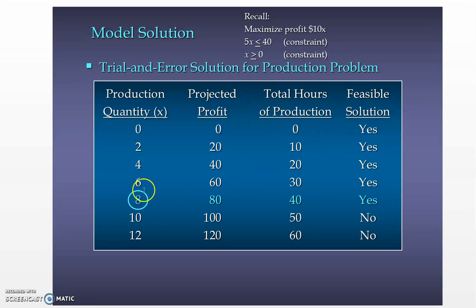And we could continue this until we get to 8. But we could say, oh, how about we produce 10? Oh, we could have $100 profit, but we fail in terms of the number of production hours, because that would be 50. 5 times 10 would be 50. It's not less than or equal to 40. Therefore, it fails the feasibility test. So we can't produce 10. We can't produce 12 and further on and so forth. So our optimal solution here in this case is 8 in terms of maximizing profit.